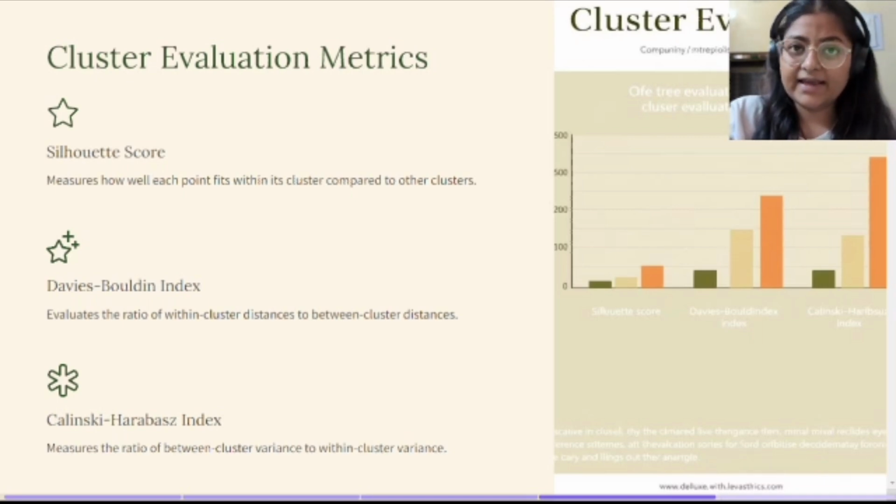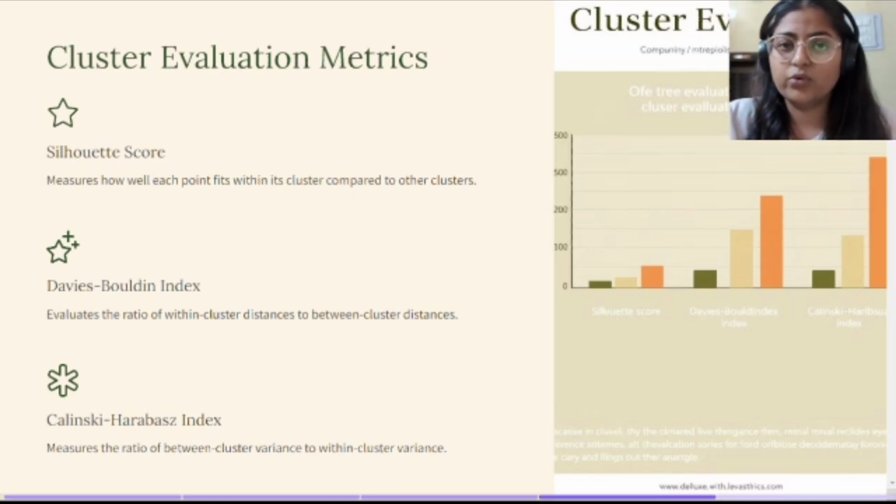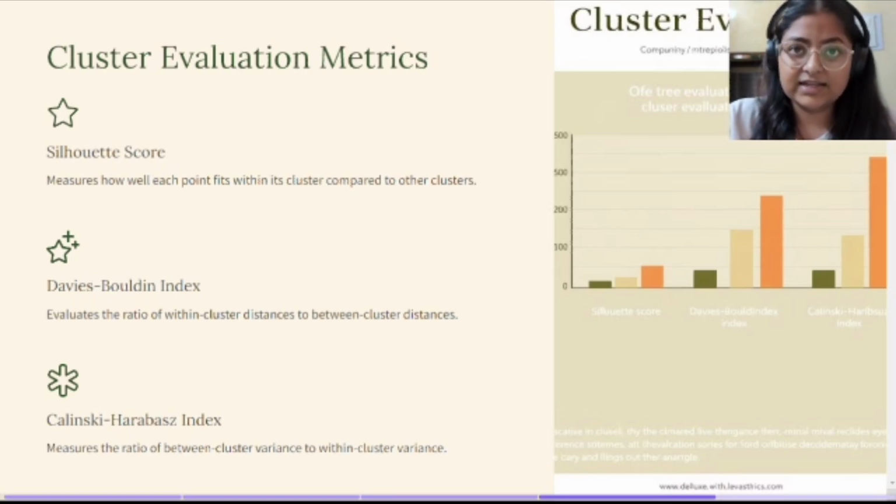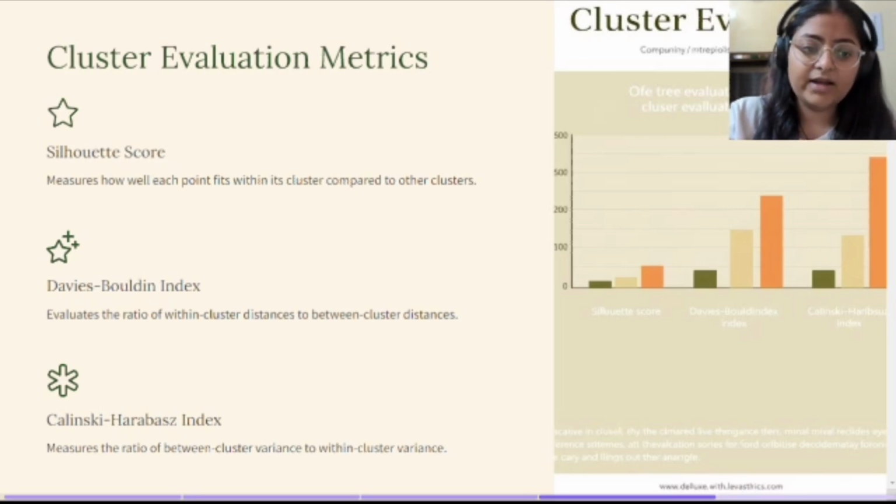Davies-Bouldin Index. Basically, these are the names of the data scientists who gave these relations between the clusters. For evaluating the metrics, the Davies-Bouldin Index is one of the most crucial evaluation metrics. It evaluates the ratio of within-cluster distance to between-cluster distance. The Calinski-Harabasz index is another metric to evaluate clusters. It measures the ratio of between-cluster variance to within-cluster variance.